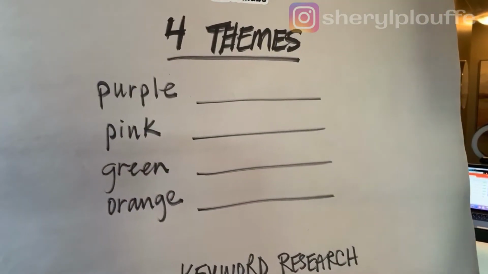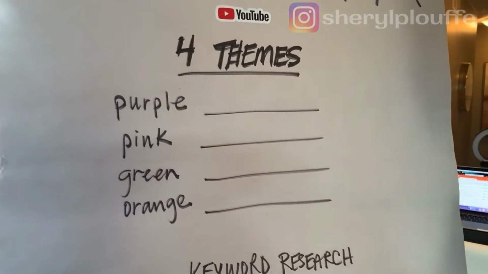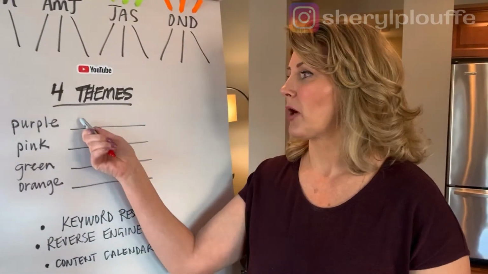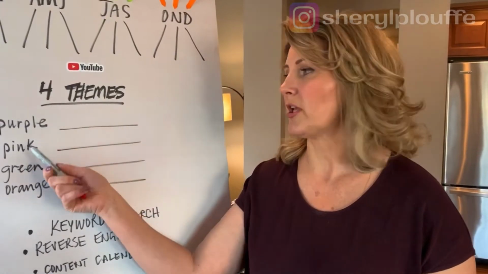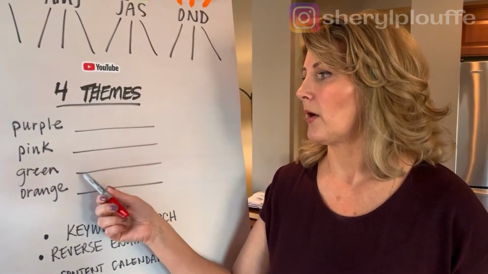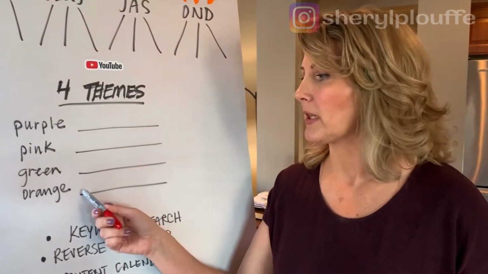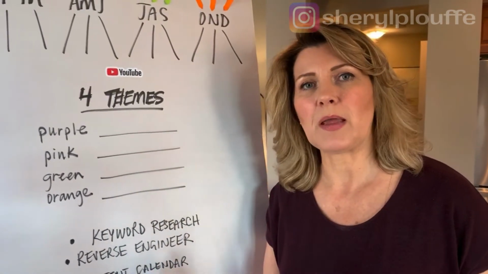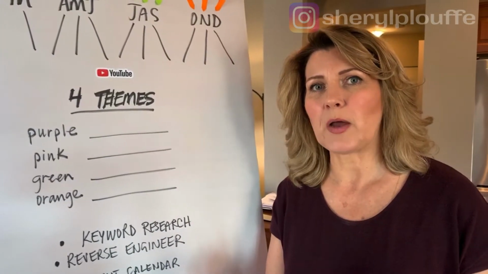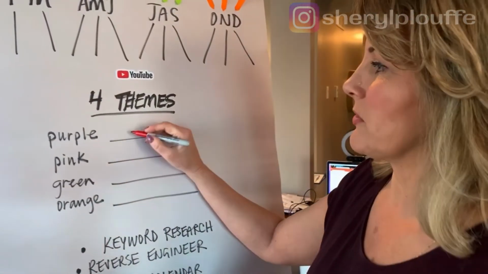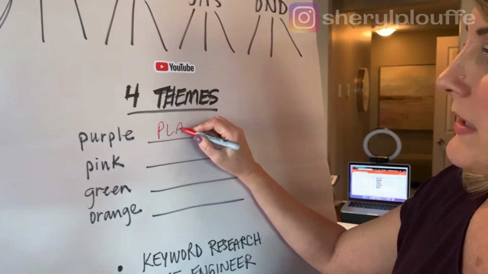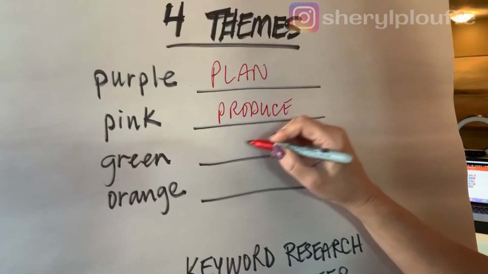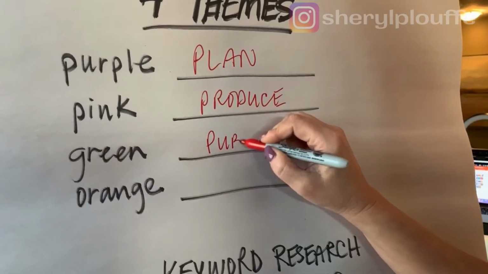I'm in the video marketing space, and so for me, 4 themes could be, and this is actually true, productivity as it relates to video, video marketing, video production, online business. Those are some real themes that come up for me in my business. So you have to identify what those themes are, but for the purpose of this demonstration, we're going to use plan, produce, publish, and promote, okay?